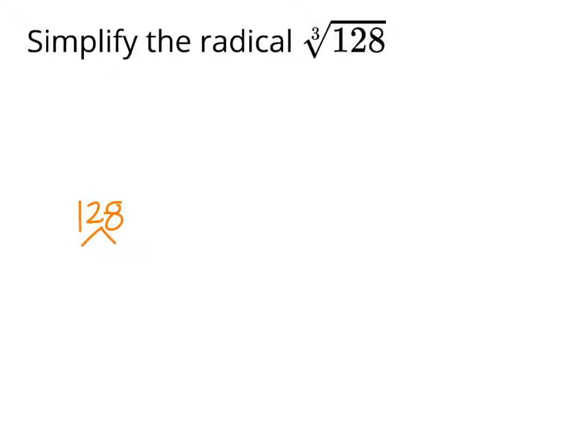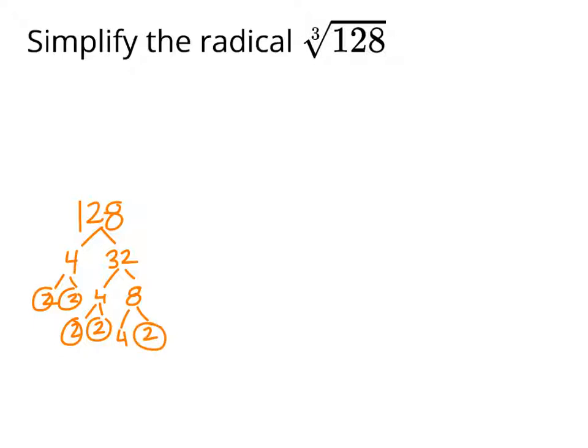So 128 looks to me like it splits up into 4 and 32, and then 4 splits up into 2 and 2. 32 splits up into 4 and 8. Sorry, 4 is not a prime, but it does split up into 2 and 2, and then 8 splits up into 4 and 2, and then 4 splits up into 2 and 2. So let's write this whole thing out. Instead of 128, I've got 2 multiplied by itself 7 times.